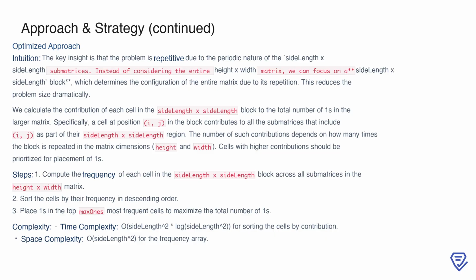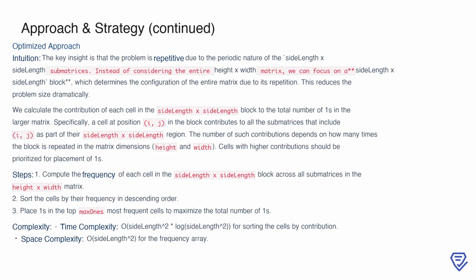This means that instead of analyzing the entire matrix, we can concentrate on this smaller sidelength x sidelength block, as it determines the configuration of the entire matrix. By doing so, we reduce the problem to a much smaller and more manageable size. The next step is to calculate the contribution of each cell within this sidelength x sidelength block.